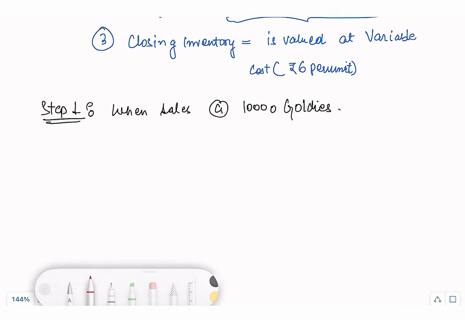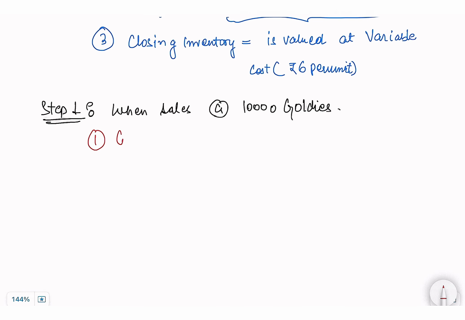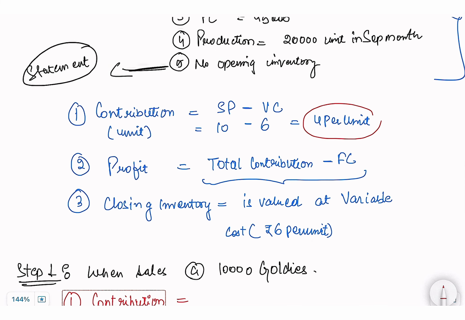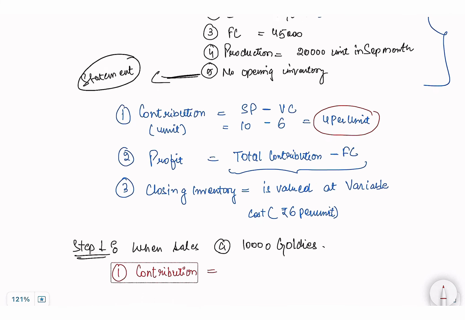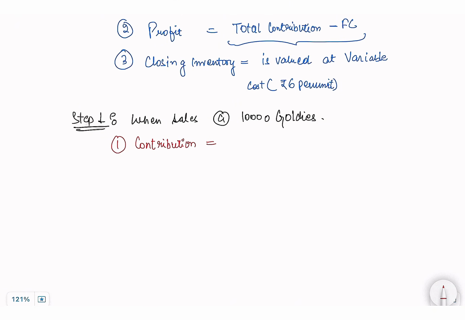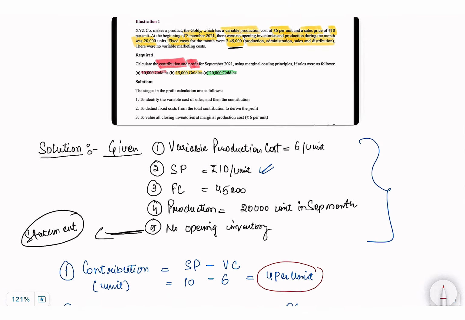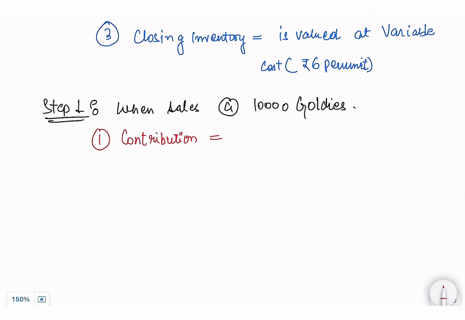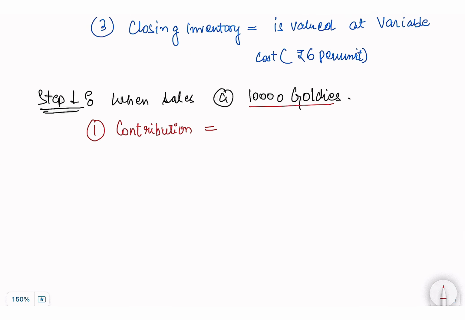So how will we solve this question? First, we have to find the contribution. Contribution is equal to 10,000 into 4 per unit. We have already found the per unit contribution, so we will use that. Okay. So 10,000. Why have we taken 10,000? Because it's given in the sales. We are solving for the 10,000 goldies. So 10,000 times 4 per unit is going to be 40,000.